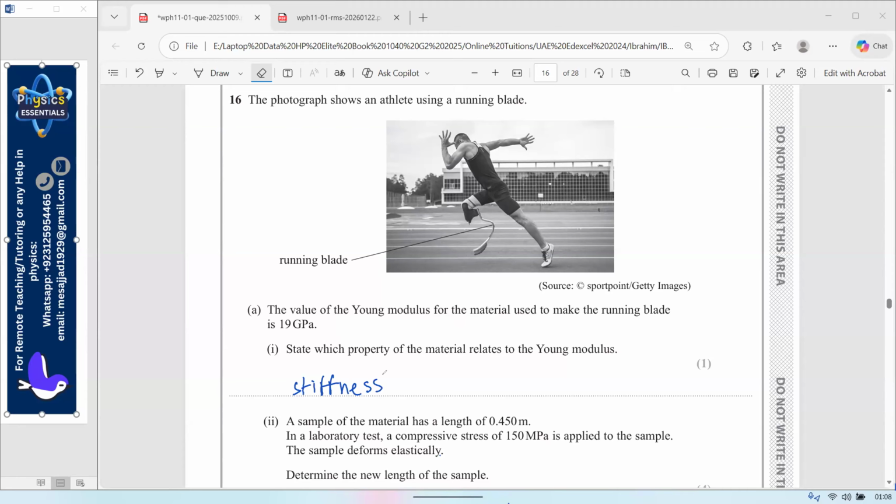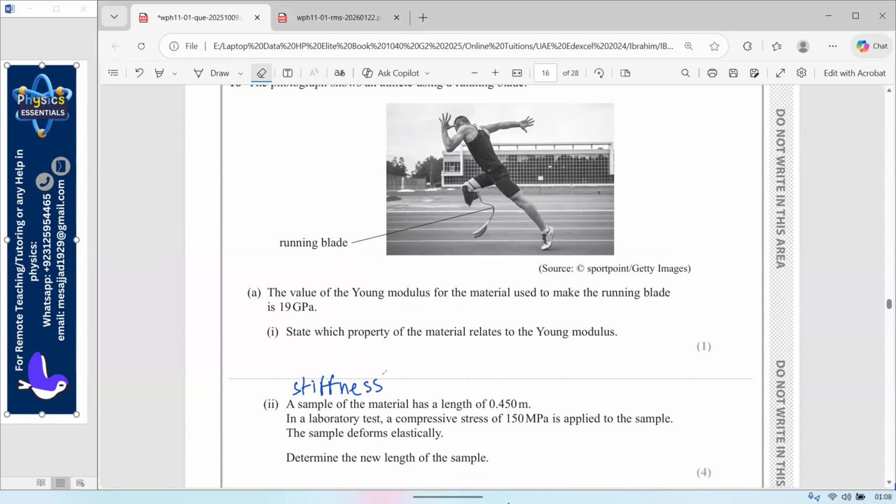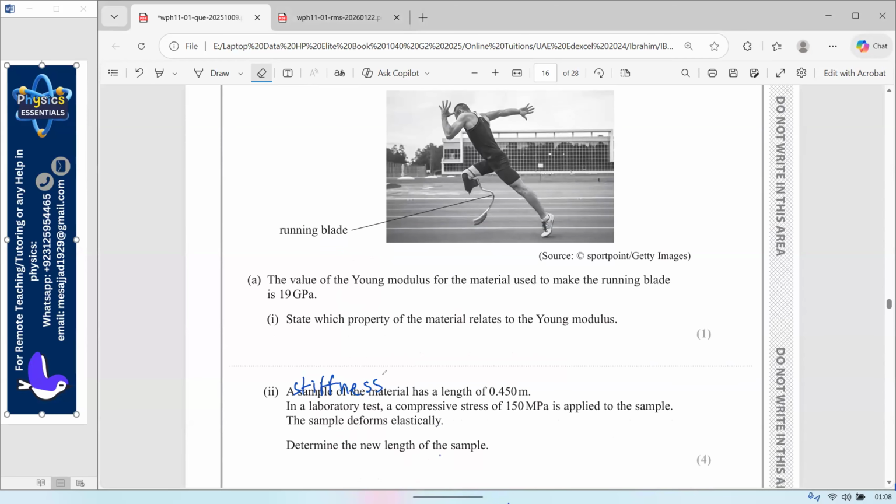A sample of material has a length of 0.50 meters. In the laboratory test, a compressive stress of 150 megapascals is applied to the sample. The sample deforms elastically. It is compression, remember, and it is important. Determine the new length of the sample.